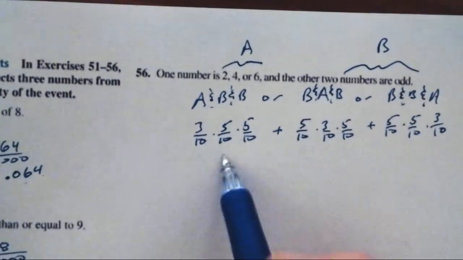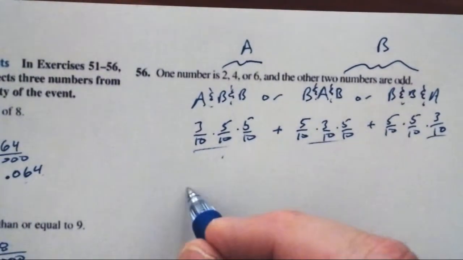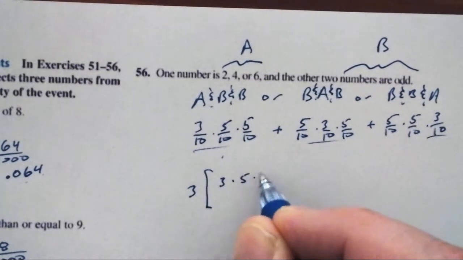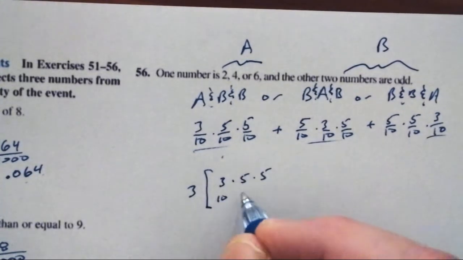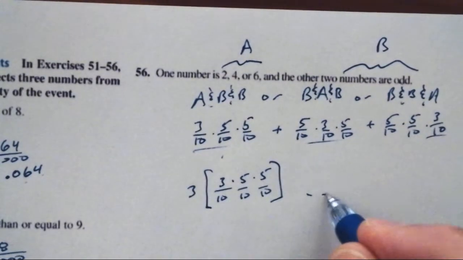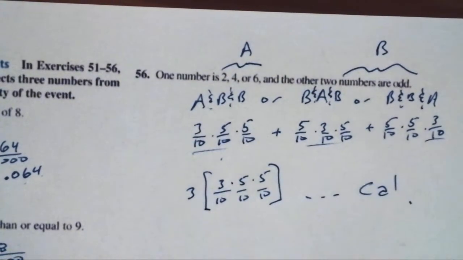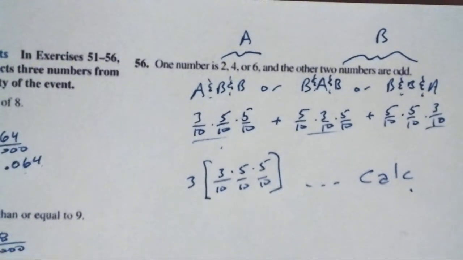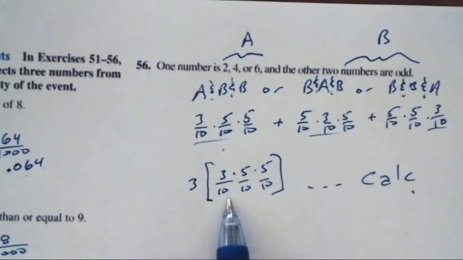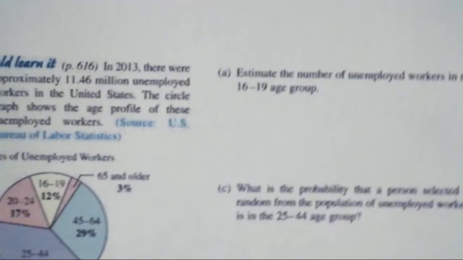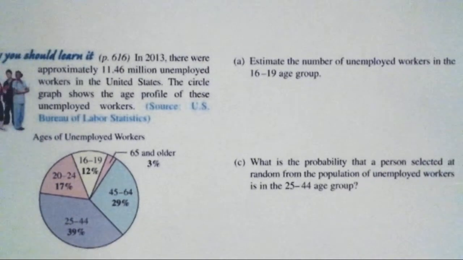You might notice that all of these things are equal, so we could just go 3 times 5 times 5 on 10 on 10 on 10. I'm going to leave that to you with your calculator to come up with that as a fraction. It'd be a nice decimal as well because the denominator is going to be thousands. We could darn near do it in our head. Okay, and the chart ones, I think we're realizing these ones aren't too bad.